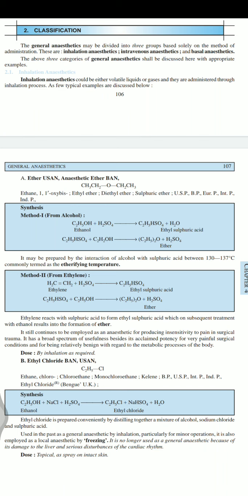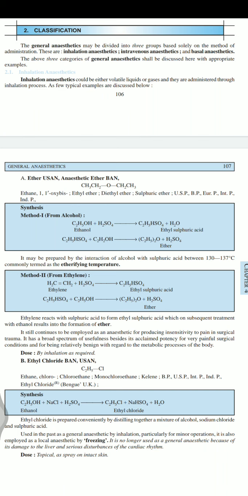So the first thing we'll take into account is ether. It is prepared by the interaction of alcohol and sulfuric acid. It's one method at a temperature of 130 to 137 degrees centigrade, which we basically call the etherifying temperature. It forms an intermediate, ethyl sulfuric acid, when reacted with ethanol and H2SO4, which undergoes further reaction with ethyl alcohol to give the ether.